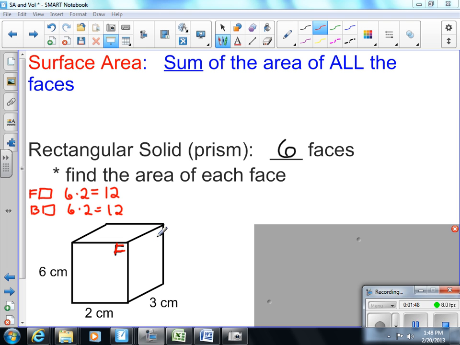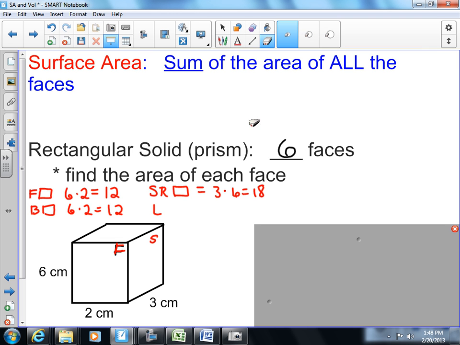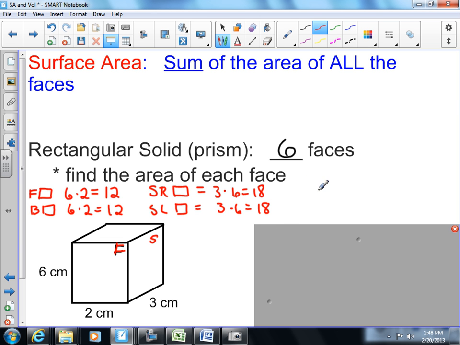Okay, now let's go to the sides. Side right. What's the shape? A rectangle. And I write that down because it makes me think of how do I find the area of a rectangle. The dimensions are 3 by 6. So I go 3 times 6, which is 18. Do I have another side like that? Okay, the side left. Again, it's a rectangle, and it's 3 by 6 or 18. And you don't have to write the 3 by 6 again if you want to just put down 18 again.